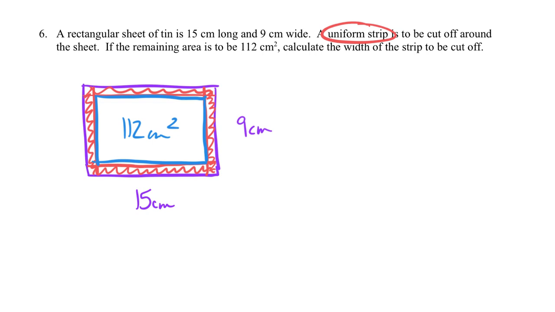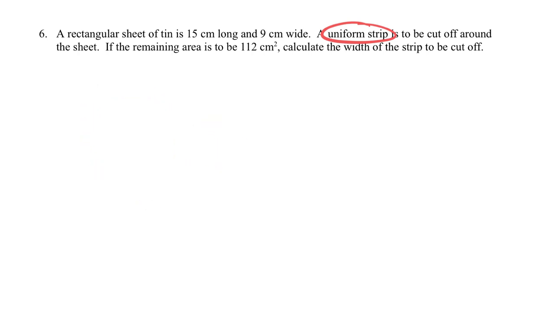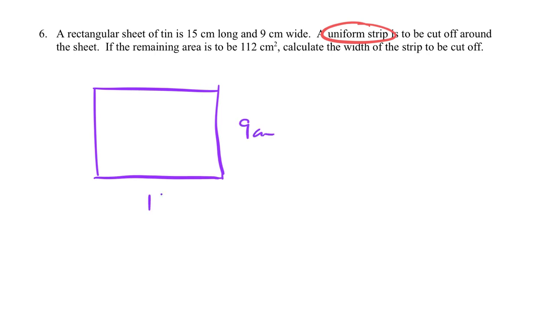Okay, I'm going to get rid of that diagram a little bit because I do want to make it a little more functional for the problem. So I'm going to get rid of all that little red stuff. Actually, you know what, let me just get rid of the whole thing and I'll draw a brand new one. So there is my rectangular sheet of tin. It is 9 by 15.